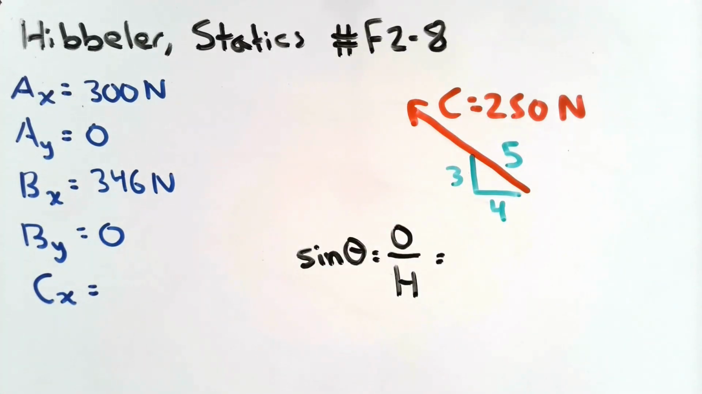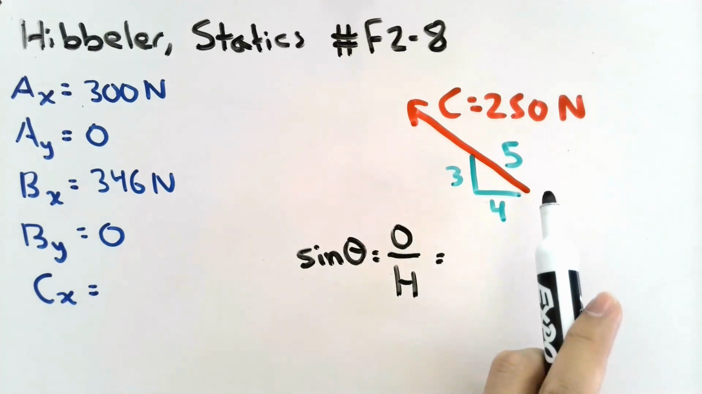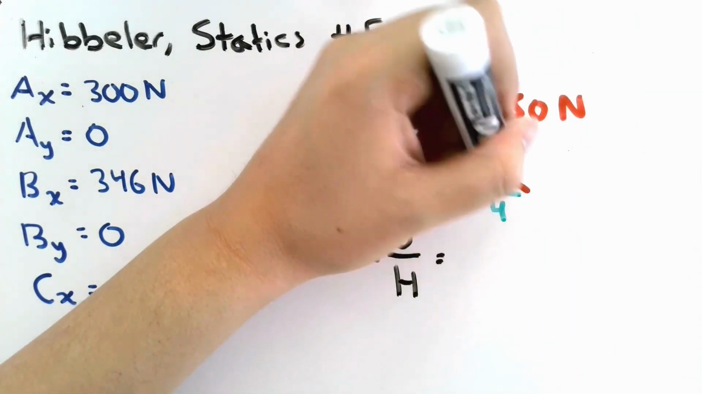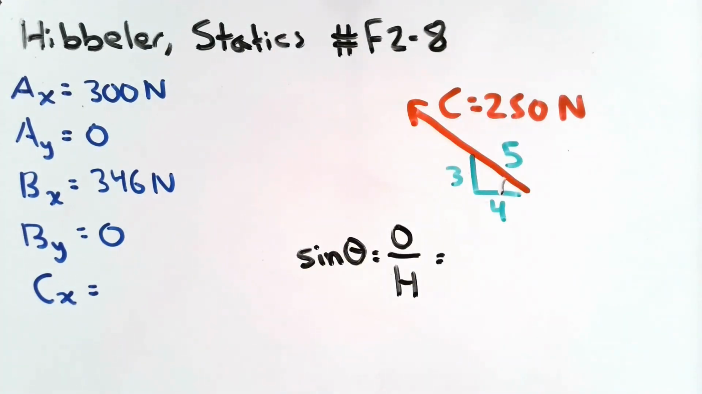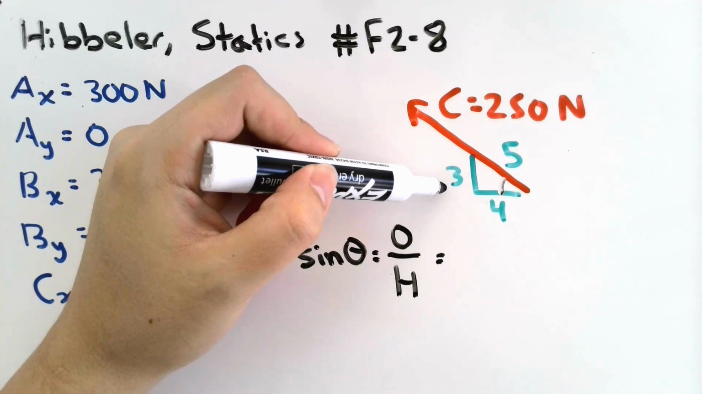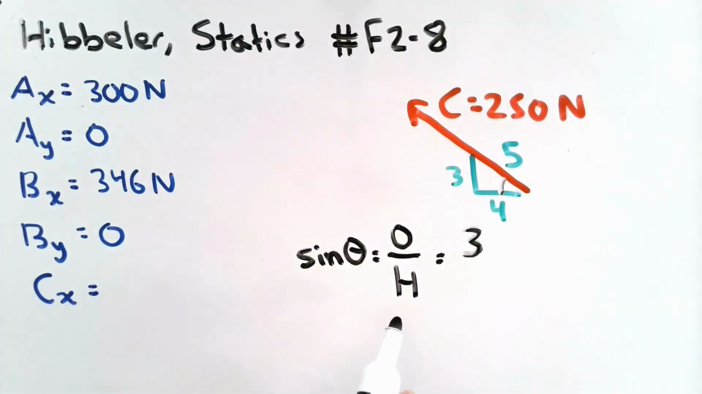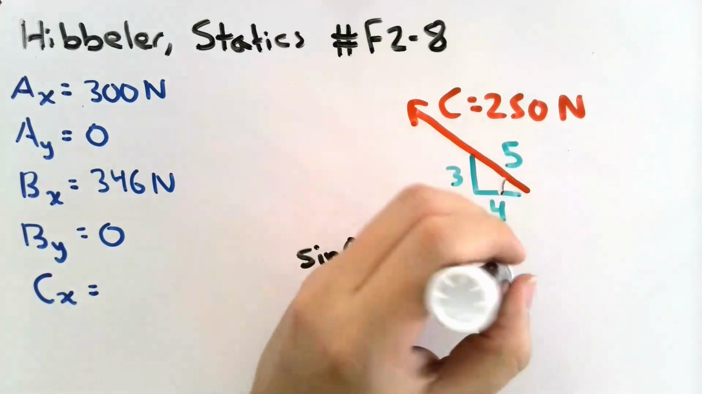Remember that the sine of an angle is equal to the ratio of the opposite side over the hypotenuse of the right triangle. In this case, if we wanted to find the angle from the 250 Newton vector to the horizontal, then the sine of that angle should be equal to the opposite side, which is 3, divided by the hypotenuse of the triangle, which is 5.